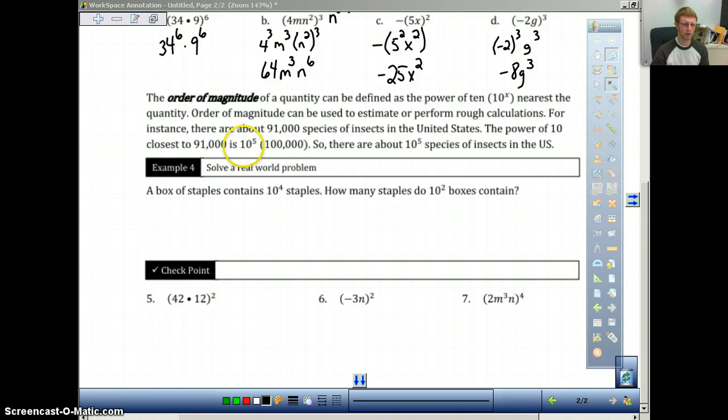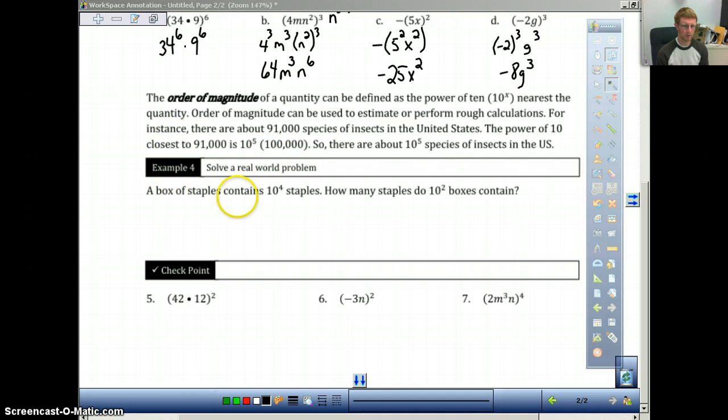So basically what you're looking at here is we have all numbers of 10 to a power will always give us 1 and then zeros. So all they're doing is they're just coming to the closest number. So 10 to the 5th is 100,000, so that's what the order of magnitude is. Okay, so then you just estimate there's about 10 to the 5th species of insects in the United States. Really not a huge deal here, but just to give you a different definition moving forward.